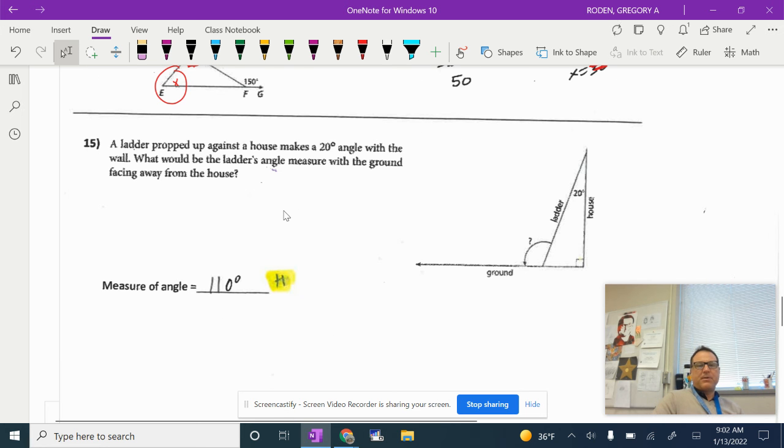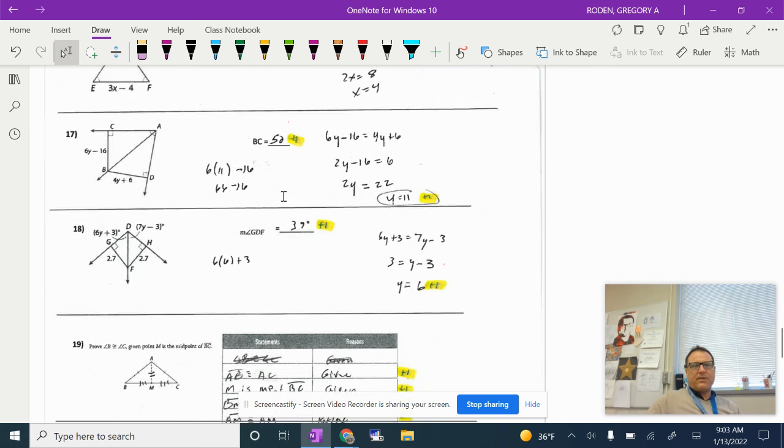Gosh, I think number 15 was probably the easiest one. It had a little word problem, but it's just an exterior angle. So remember, guys, the exterior angle always equals the sum of the two remote interiors. Well, what are the remote interiors with this? Well, 20 plus 90. So all you had to do is add those up and get 110 for a point. Nothing too scary there, right, guys?